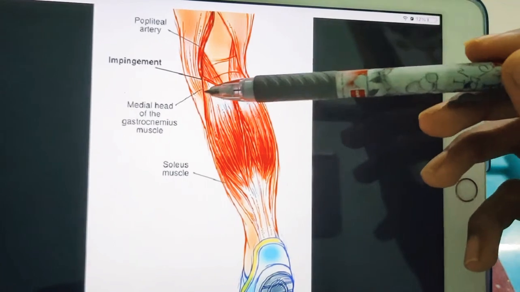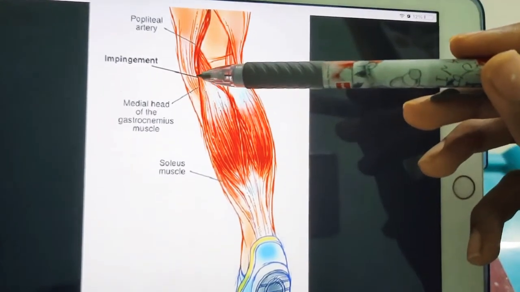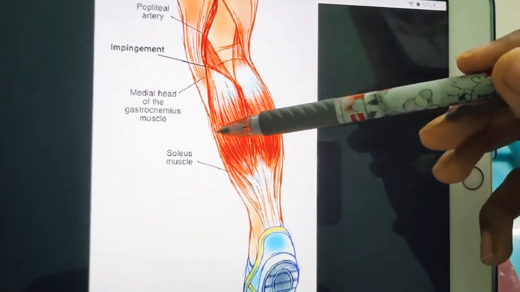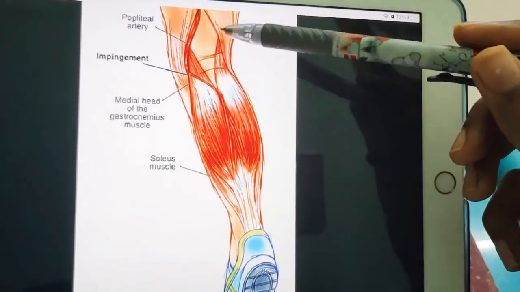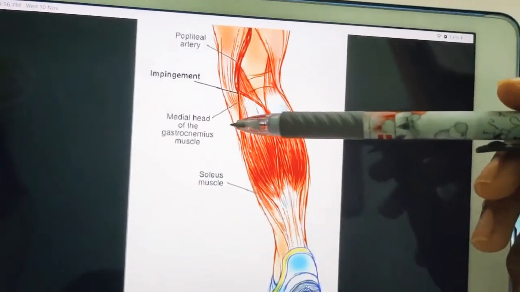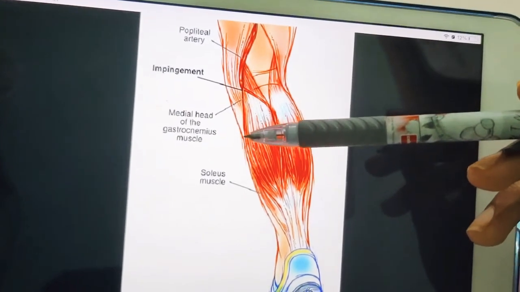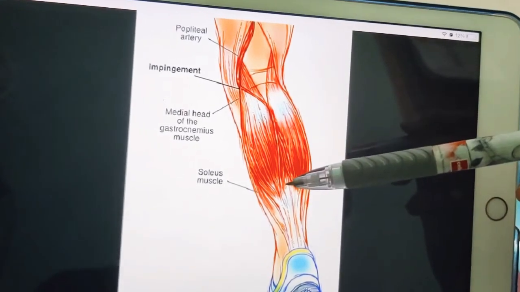Oh sorry, this is the medial side. It's mentioned here, medial head of gastrocnemius head. So this will be the medial side and this will be the lateral side. So now we'll check what are the muscles which are around it.